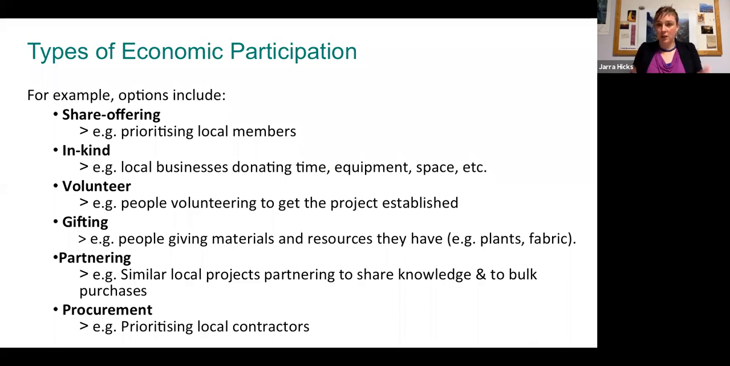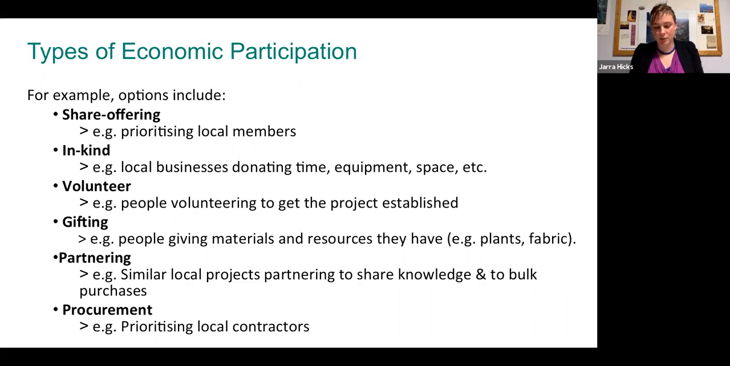People also give gifts to the project to help make it happen. So, people giving materials and resources that they might have. A great example is one of the projects having a float in the Easter parade, and all of the materials to make that float happen, which was a great opportunity for celebration and for public engagement. That all came from people just gifting various things to the project so they could have the float.